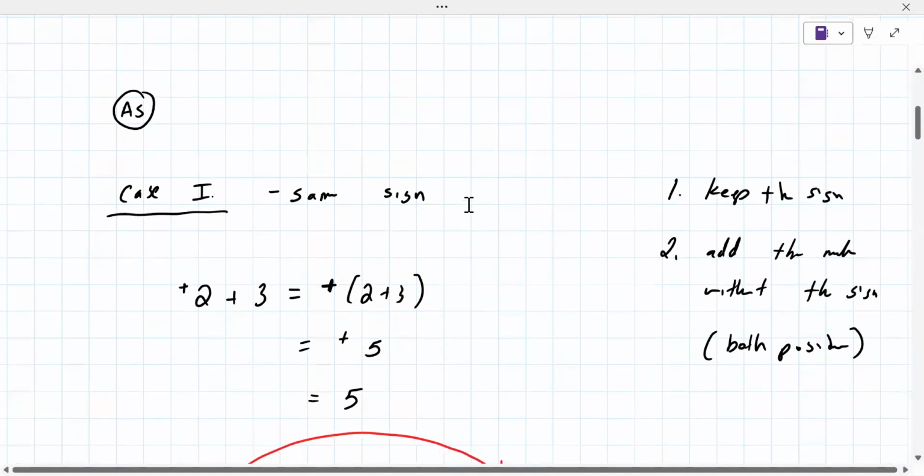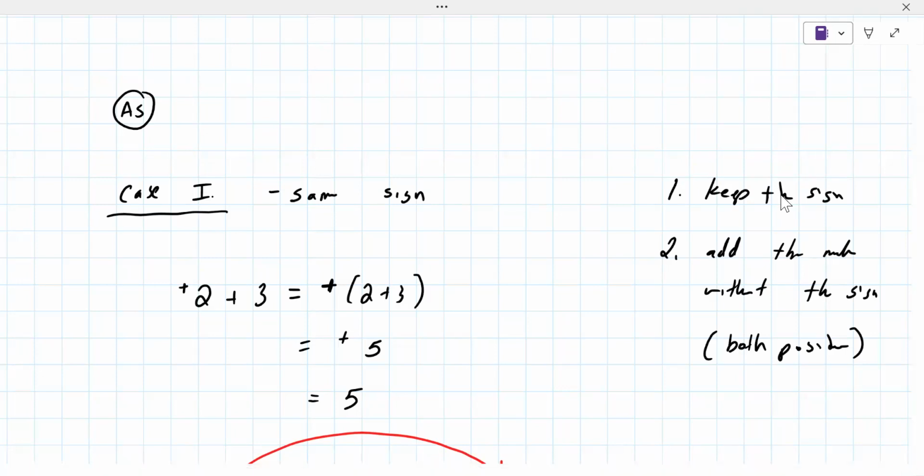Did you write down what to do in each case? It's okay if you didn't, but I'd recommend writing down, and it doesn't have to be my words. It has to be what will mean something to you. Case one, if they're the same sign, you keep the sign. That's number one. Yes. Second thing here is that you add the numbers without the sign, making them both positive.